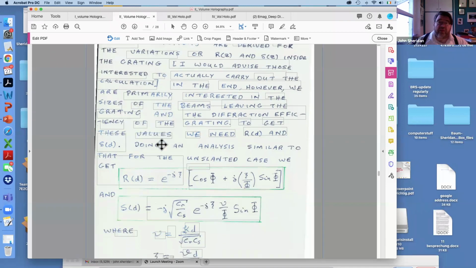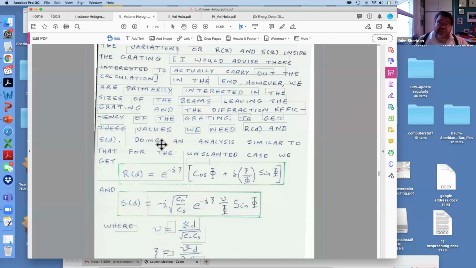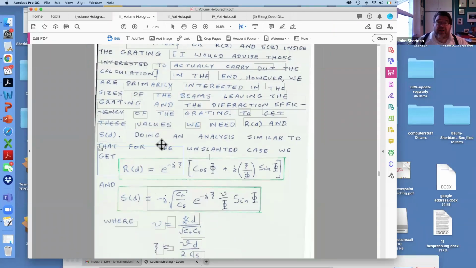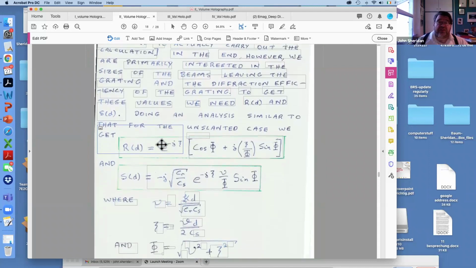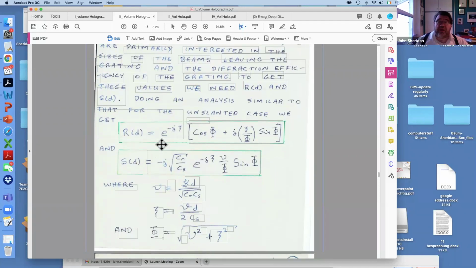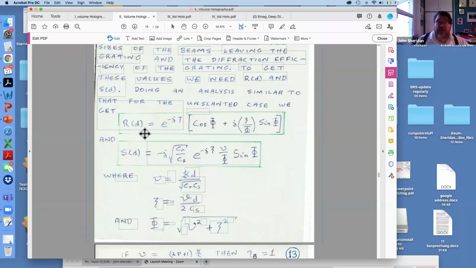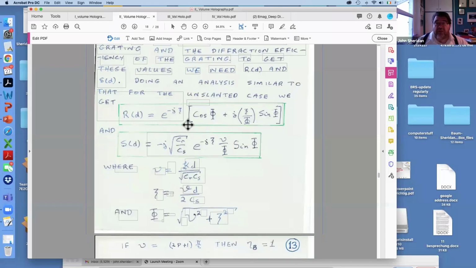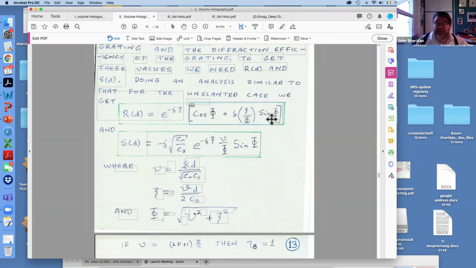In the end, however, we are primarily interested in the sizes of the beams leaving the grating and the diffraction efficiency of the grating. To get these values, we need R of D and S of D. So we want to find these two values, what's transmitted and what's diffracted. And if we go away, we can find that we get expressions which look like this, where we now have this dephasing parameter, and now we have this capital phi term here, a cosine and a sine. And the S of D is given by this, where we only have a sine of this phi.